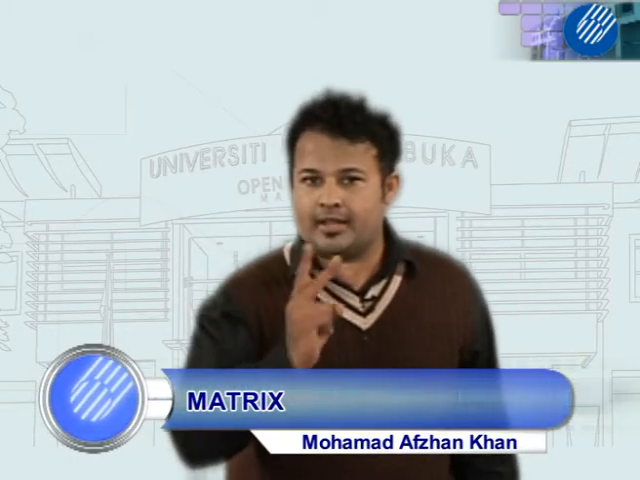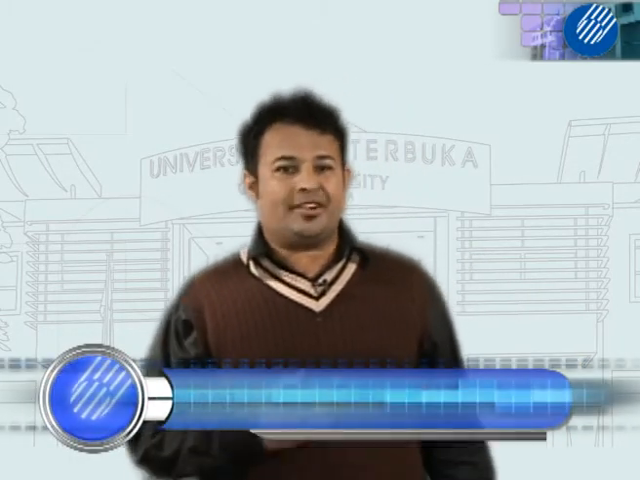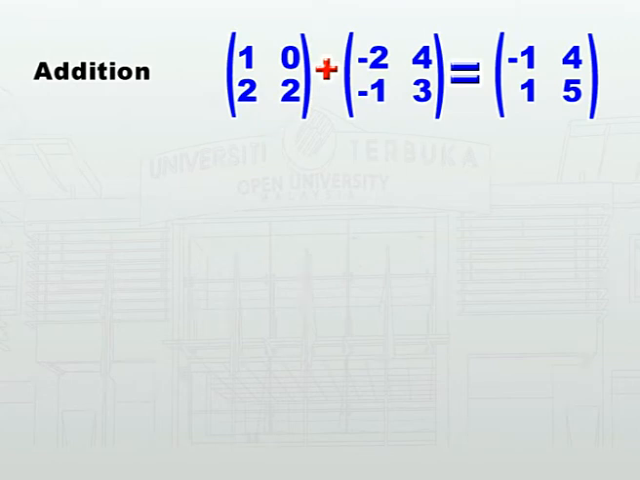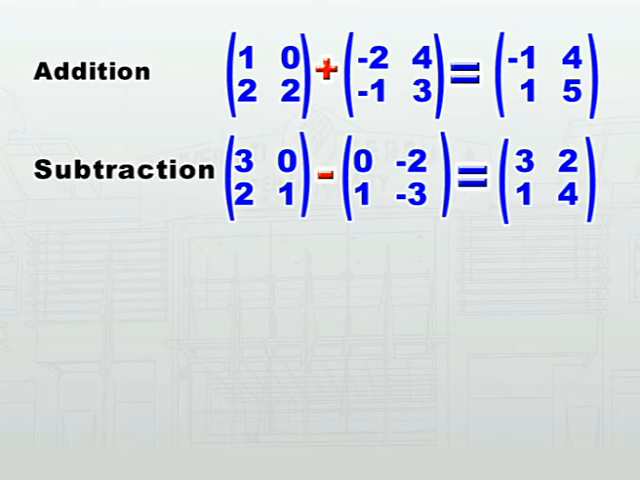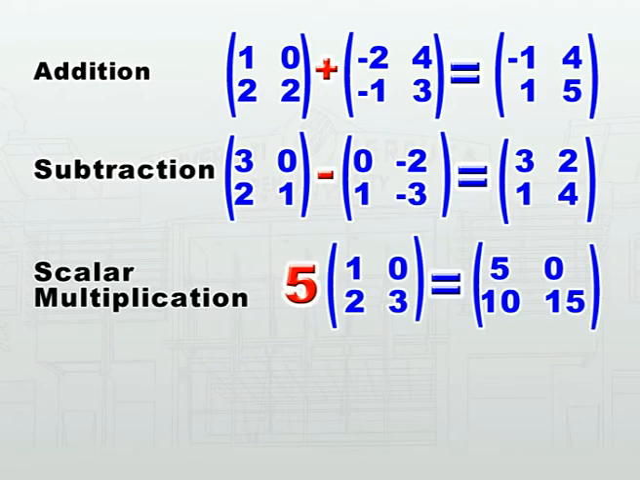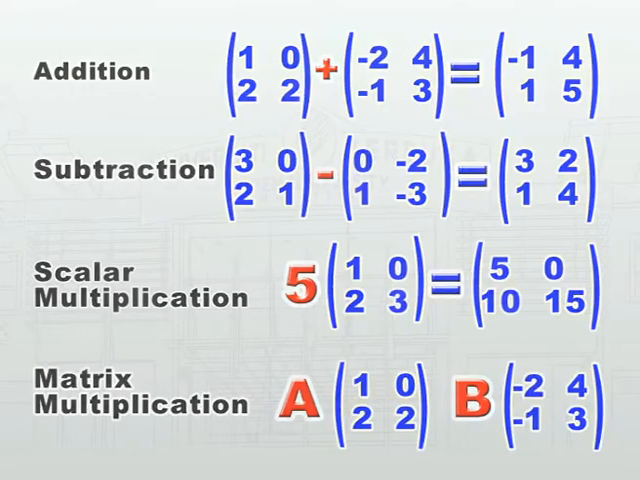Let's move to our second learning outcome, which is matrix operations. Matrix operations consist of matrix addition, matrix subtraction, scalar multiplication, and matrix multiplication. In order for us to understand all of these concepts, we will look at a question that will help us to cover the learning outcomes.